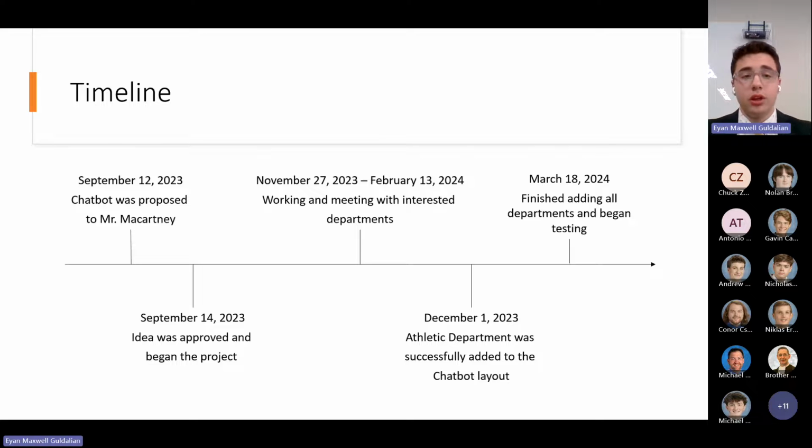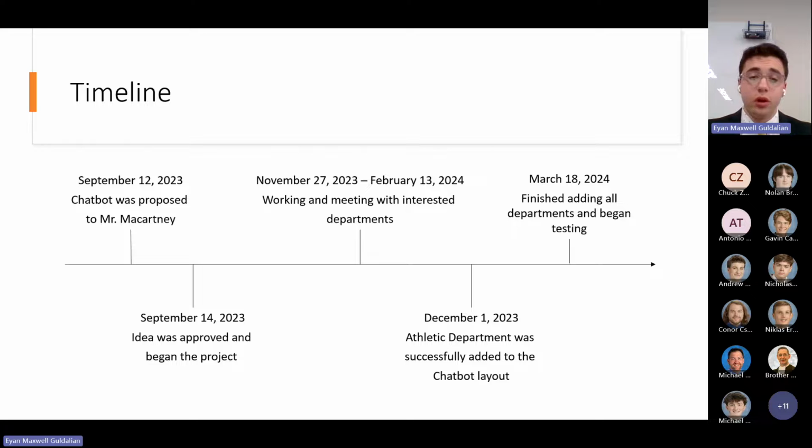Here's a rough timeline for my project. On September 12th, I approached Mr. McCartney about this idea for the chatbot, and a few days later on the 14th, he came back to me and said it was approved, and I began work on the project. In that time, I began to formulate a list of departments that I could work with and some that I would not. And I sent out an email explaining what my project was, if we could meet, and if you could respond to some questions.